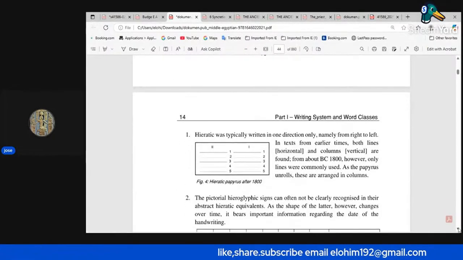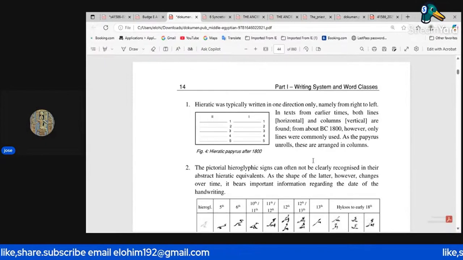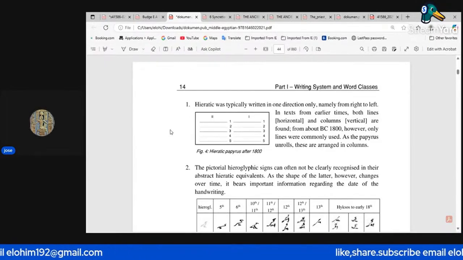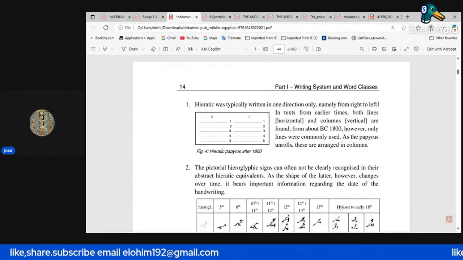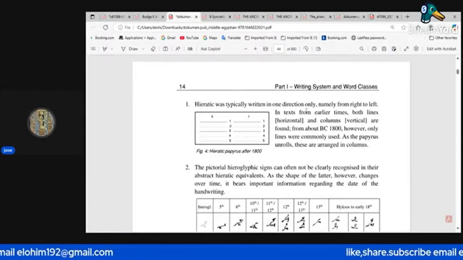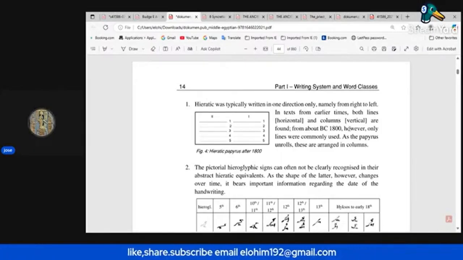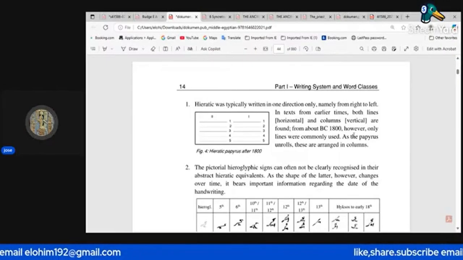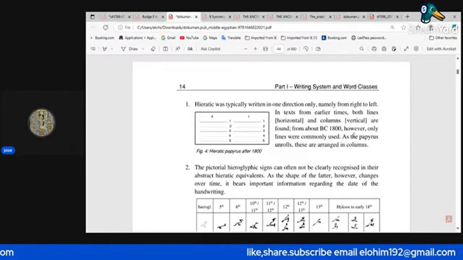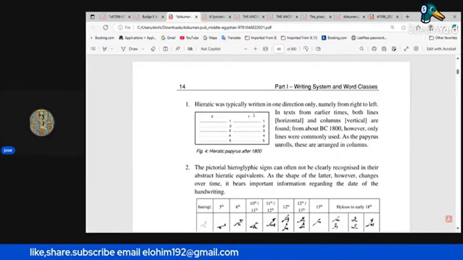Hieratic was typically written in one direction only, namely from right to left. So you would read hieratic this way. You read English from left to right, you would read hieratic from right to left. In text from earlier times, both horizontal lines and vertical columns are found. From BC 1800, only lines were commonly used as the papyrus unrolls, and they are arranged in columns. Figure 4, hieratic papyrus.